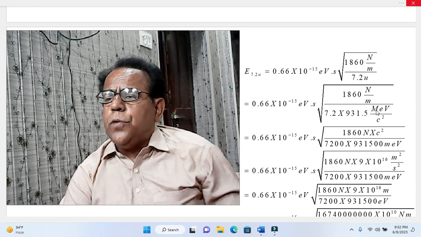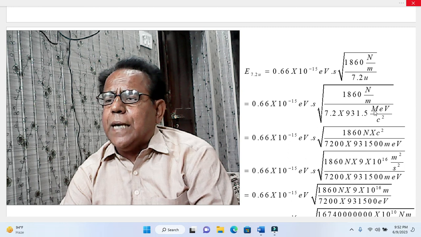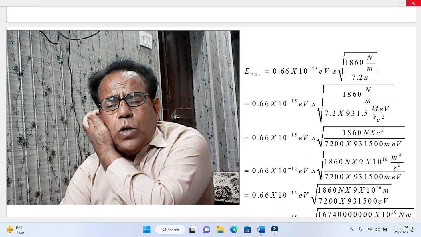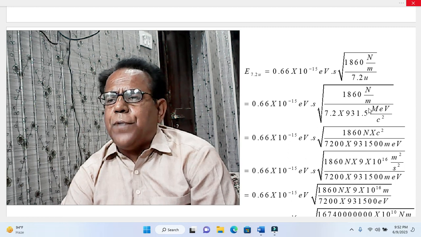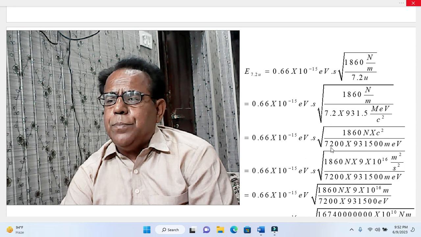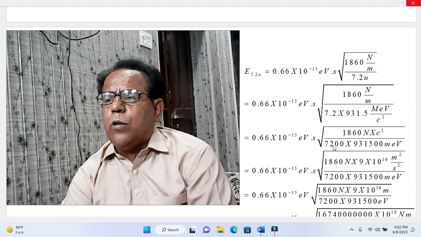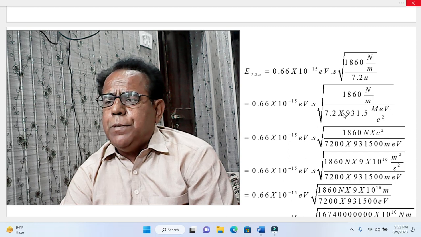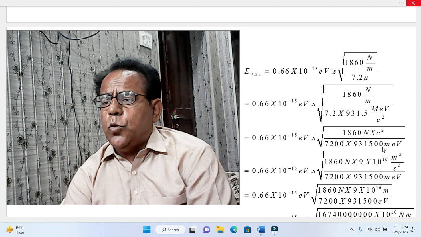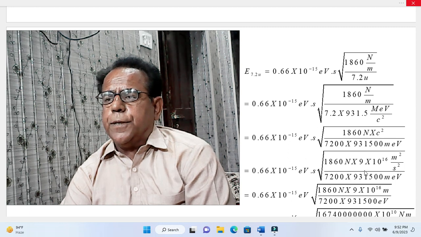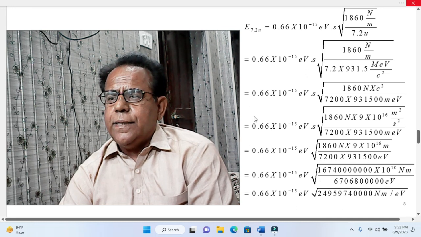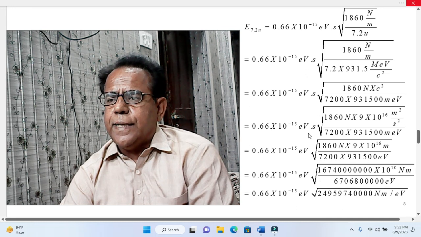We have put the value of capital M, that is million or mega, and distributed it equally to these two values. 1000 to this, where 7.2 has become 7200, and 1000 has been multiplied with this, and this figure has become 931,500 mass into electron volt. Dear students, in the next step, again this portion has not been disturbed or changed.